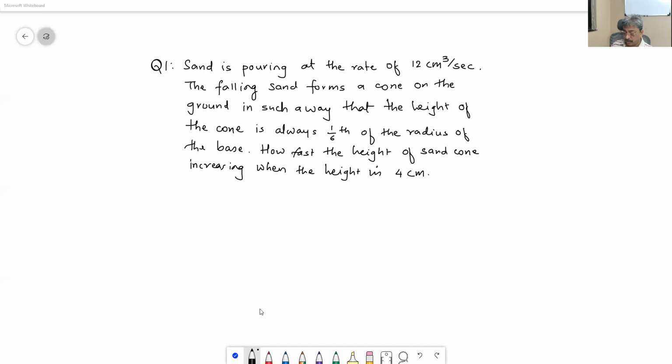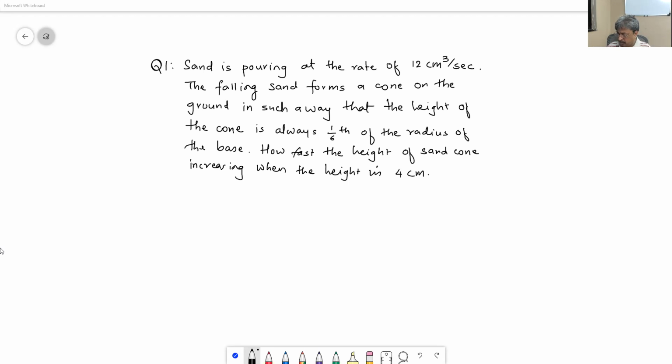Okay, this is the first problem. Sand is pouring at the rate 12 centimeters per second. The falling sand forms a cone on the ground in such a way that the height of the cone is always one-sixth of the radius of the base. How fast is the height of the sand cone increasing when the height is 4 centimeters?